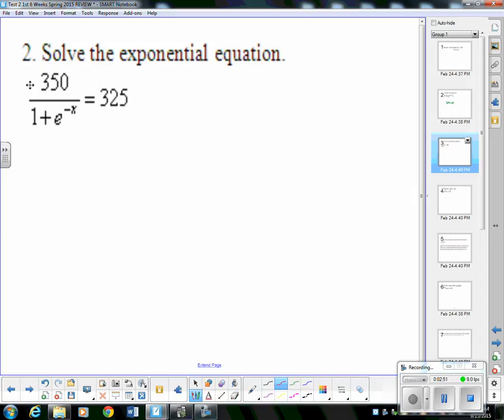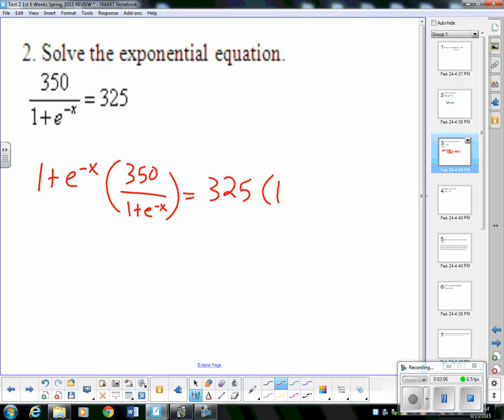negative x. Now, if we want to write it out officially, 1 plus e to the negative x, times 350 divided by 1 plus e to the negative x is equal to 325 times 1 plus e to the negative x. Now, you're not required to write all that out, but I did it formally to show you that these go away, and the result is 350 is equal to 325 times 1 plus e to the negative x.